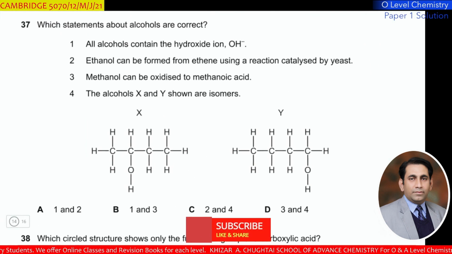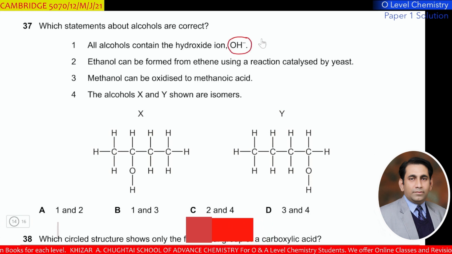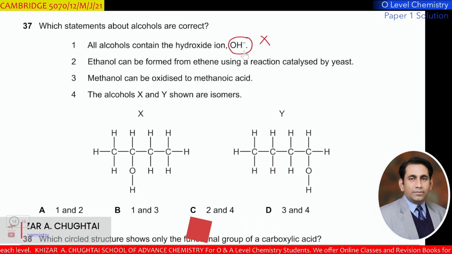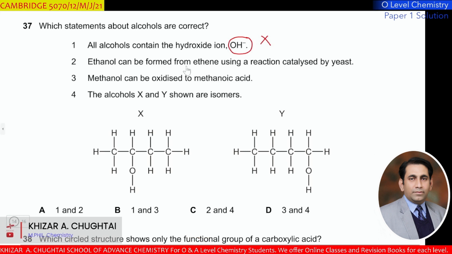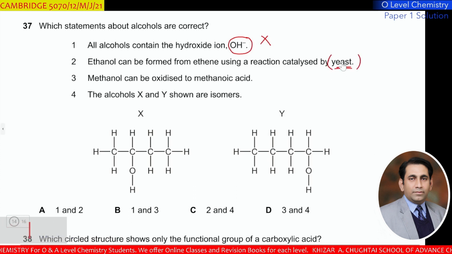Question number 37, which statement about alcohols is correct? All alcohols contain OH negative ions. No, the OH negative ion is the property of the alkali, not the alcohol. Ethanol can be formed from ethene using a reaction catalyzed by yeast. No, yeast is used in the fermentation process, that is not going to start from ethene. So this is the incorrect one.